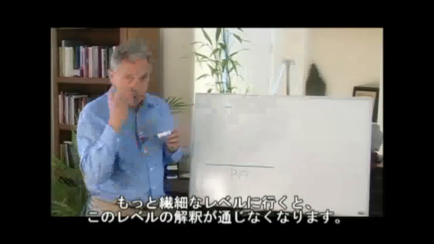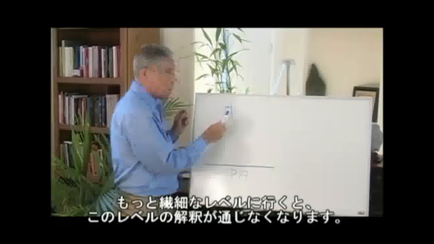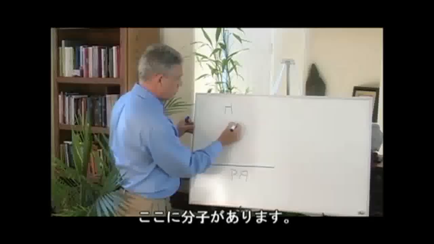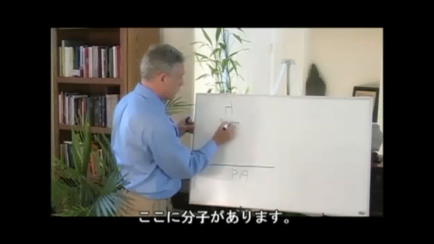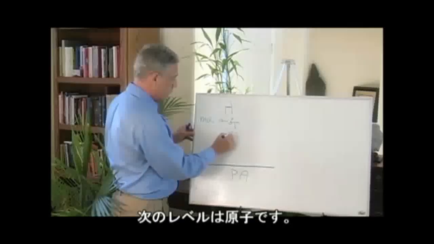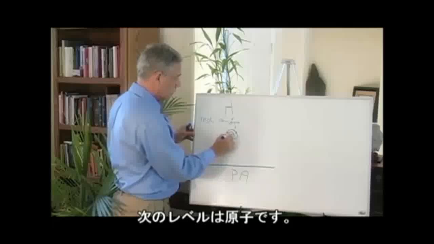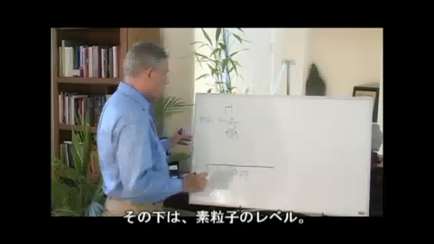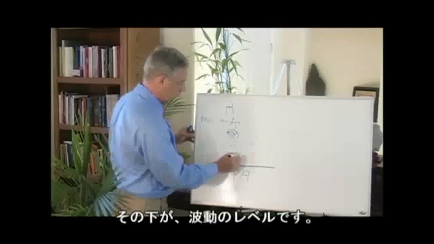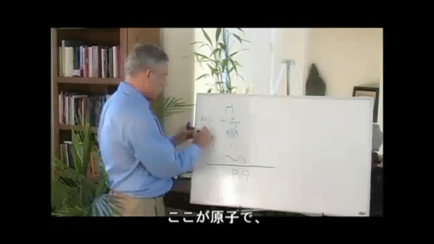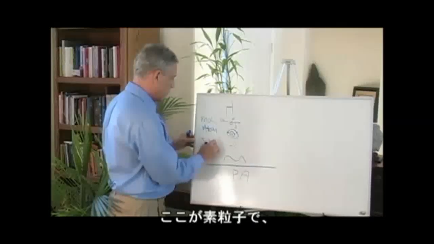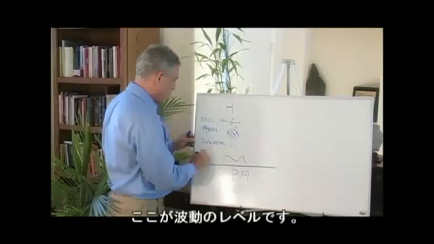What happens is the level of the senses then is left behind when we go to a finer level. And here we have, let's say I'm going to draw this as a molecule. That's a molecule. And then we have the atomic level. And then we have the subatomic level and the level of the wave. This is an atom. And this is subatomic particles and the wave.